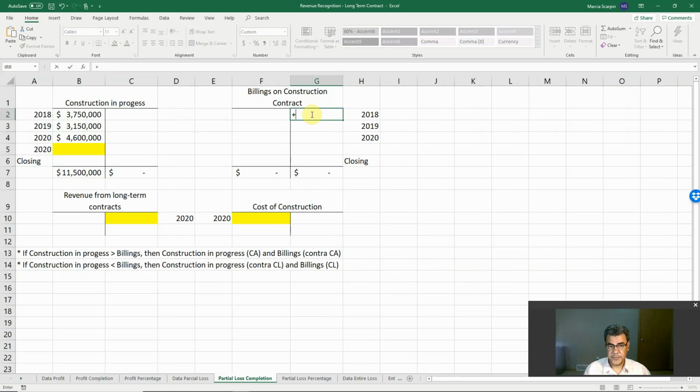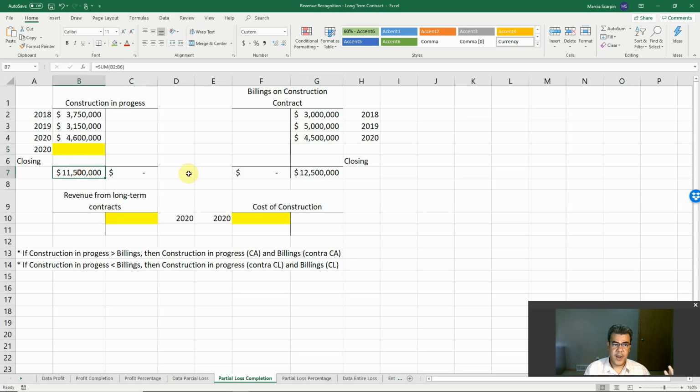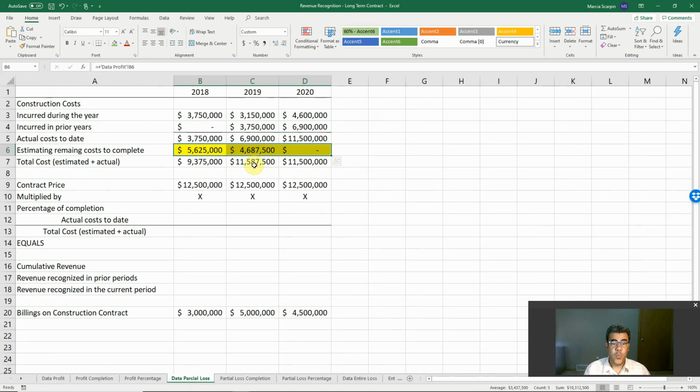Okay, and then the billings. Billings is our credit. Here, $3 million, $5 million, $4.5 million. And this is just like a deferred revenue. So the debit will be cash or anything receivable. Okay? Wow, they are not balanced here. However, what do we have here? We have our contract price is greater than our total cost. So we have a profitable contract.